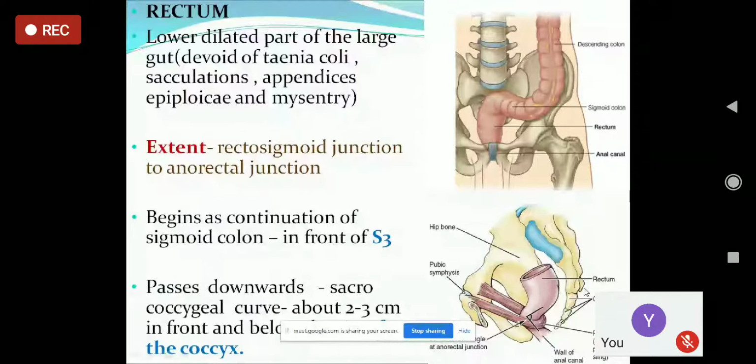Front and below the curve. Look at it. So this is the position of the rectum.